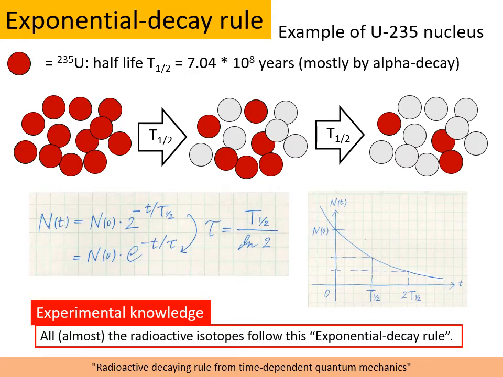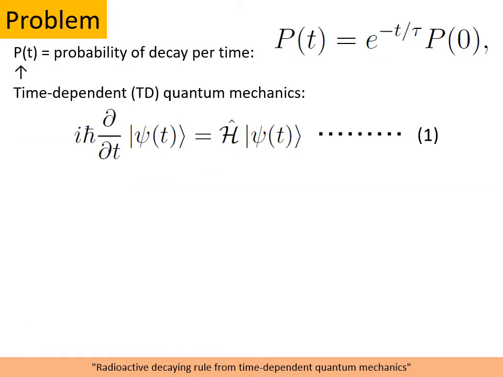According to the experimental data accumulated until today, this exponential decay rule can be a common rule for all the radioactive nuclei. Now our problem is to explain this exponential decay rule. So here this P of t means the probability of radioactive decay of each nucleus per time. And indeed, to explain this P(t), we should learn something from time-dependent quantum mechanics.